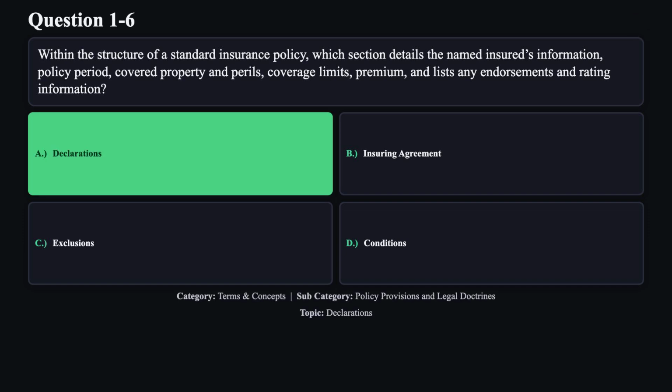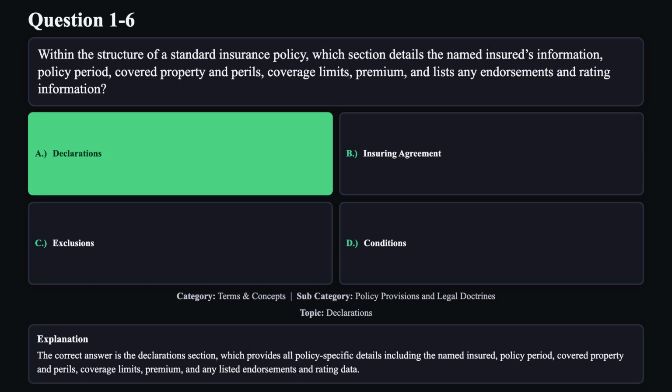The correct answer is A. The correct answer is the Declarations section, which provides all policy-specific details including the named insured, policy period, covered property and perils, coverage limits, premium, and any listed endorsements and rating data.